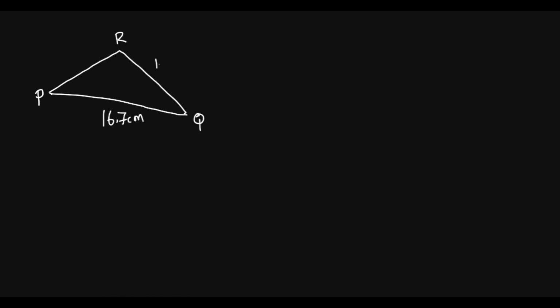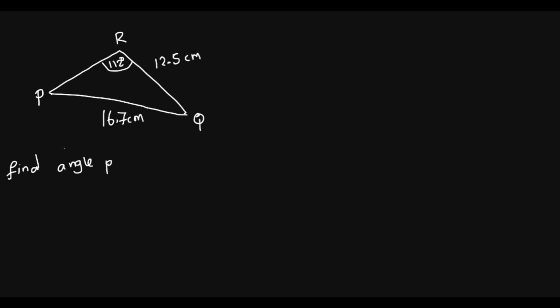We'll say we have this triangle. We have our vertices here, P, Q, R, then 16.7 centimeters, 12.5 centimeters, and one angle of 112. Now the question is: find angle P. So angle P is what we are solving for.